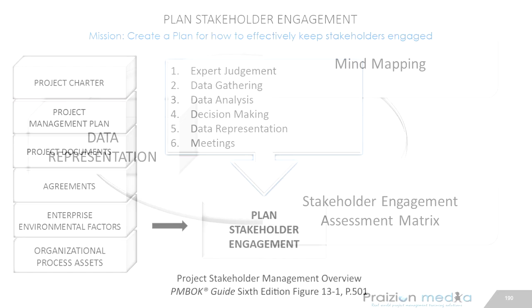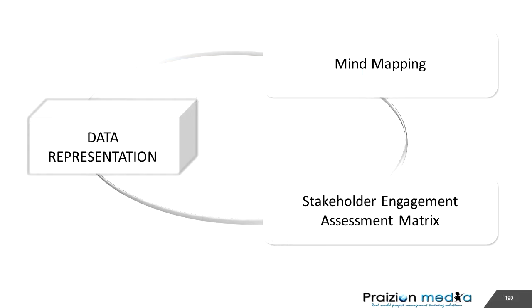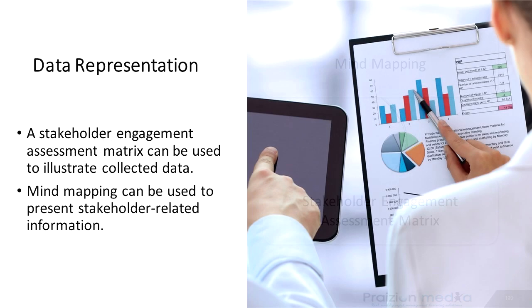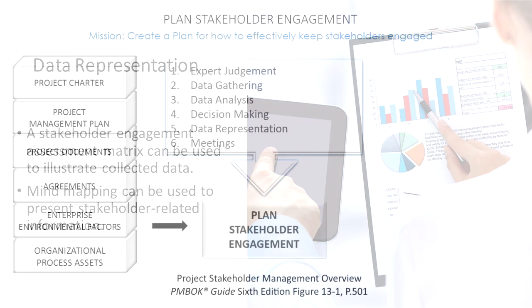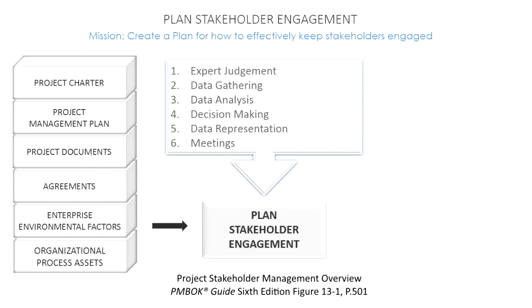Under data representation, I would like to call out mind mapping and the stakeholder engagement assessment matrix I talked about previously. When we mind map, we are trying to visually organize information about stakeholders and their relationship to each other. You might want to look up mind map. A picture, as they say, is worth 1,000 words. So take a look at a mind map and you'll immediately know what the PMI is talking about here.